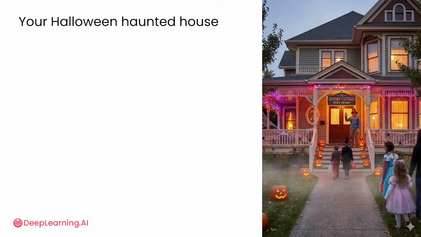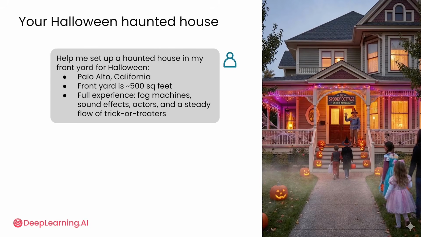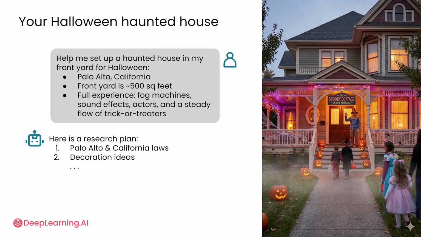Let's take a look. Let's say you want to use an AI model to help you plan your Halloween haunted house. I'm going to write a prompt to ask it to help me set up a haunted house in my front yard for Halloween and give it some information about where I am, what's the size of my front yard, what's the experience I want. So I'll give it lots of context to set it up, to plan it out for me appropriately. With a prompt like this, an AI model might come up with a research plan in which it tries to think through what are the types of sources it needs to research.